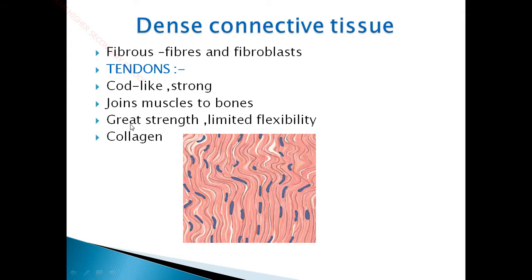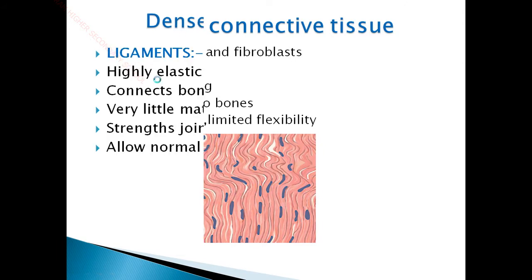And tendons are of great strength and limited flexibility. You can stretch your arms and legs and move your body parts up to a certain limit. That flexibility is provided by the tendons. Even though it has limited flexibility, it has great strength to hold our body upright. So tendons have great strength and limited flexibility. And collagen is a type of tissue which is present in tendons.